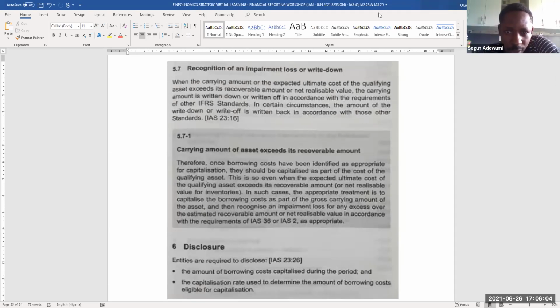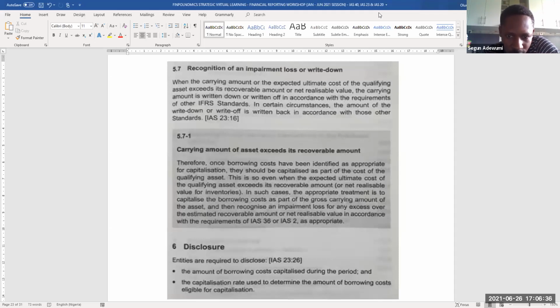Recognition of an impairment loss or write down. When the carrying amount or the expected ultimate cost of the qualifying asset exceeds its recoverable amount or net realizable value, the carrying amount is written down or written off in accordance with the requirements of the IFRS standards. In certain circumstances, the amount of the write down or write off is written back in accordance with those other standards. Carrying amount of asset exceeds the recoverable amount.